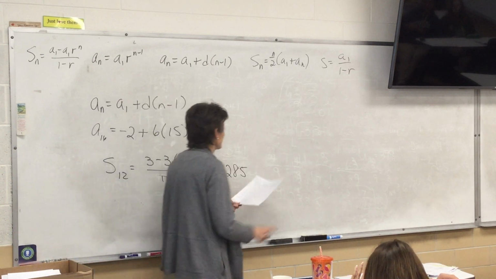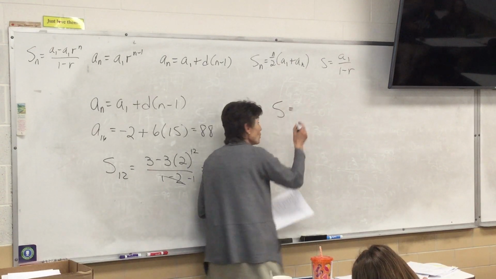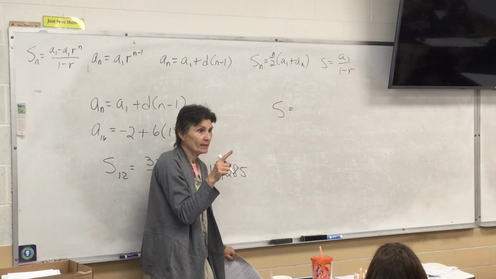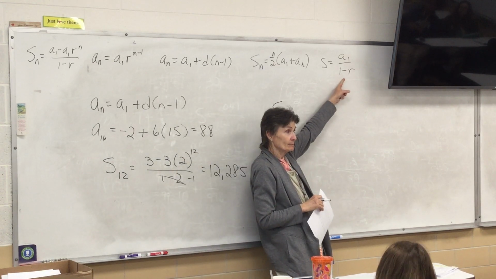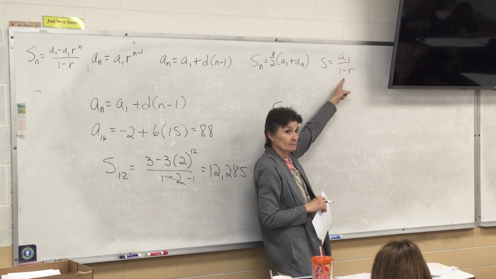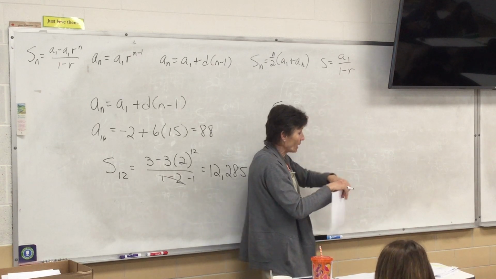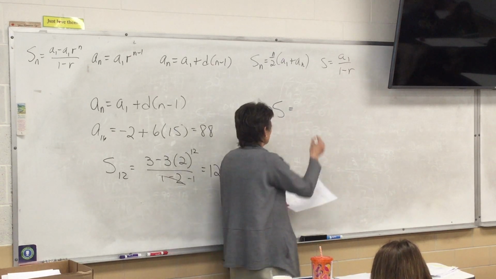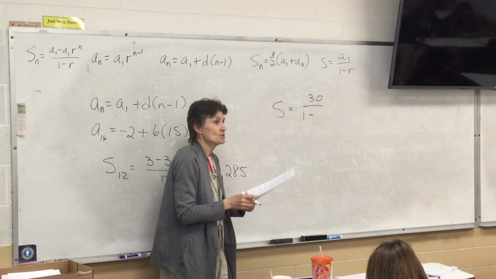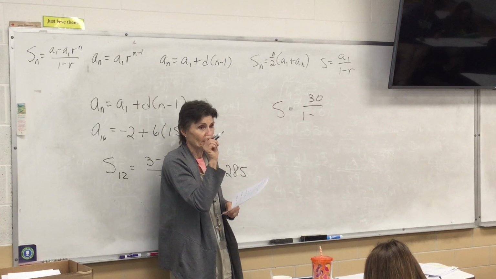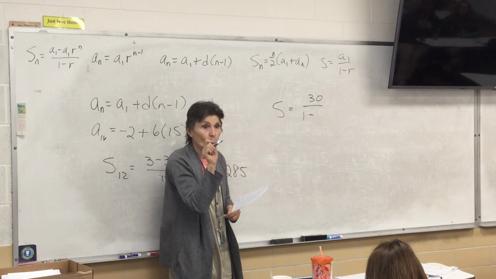Now, number 4 says find S. Now notice it doesn't have a sub on it. So isn't it that guy right there? Oh. So all I need to know is the first term, which is 30, and then the common ratio. What am I multiplying by? 1/2.